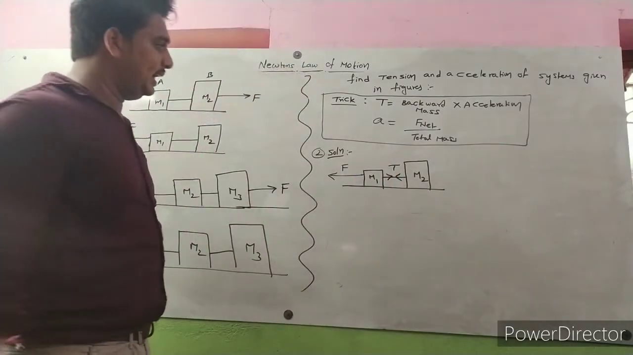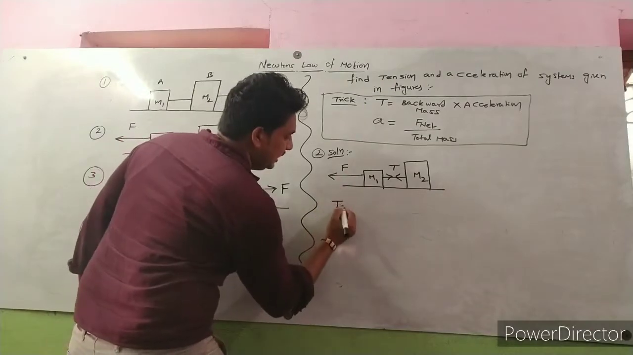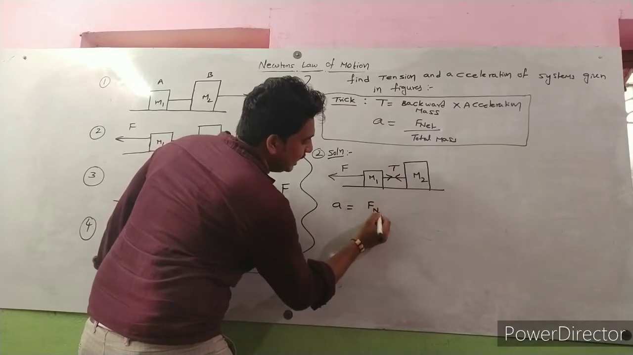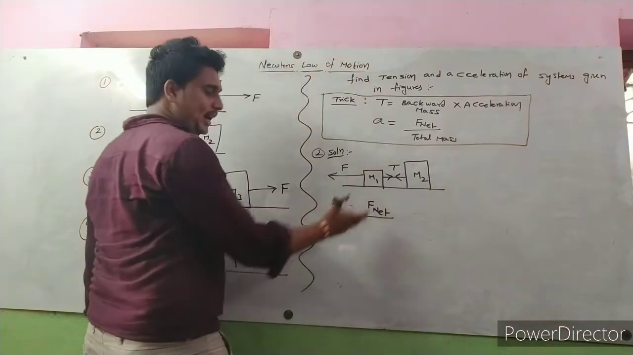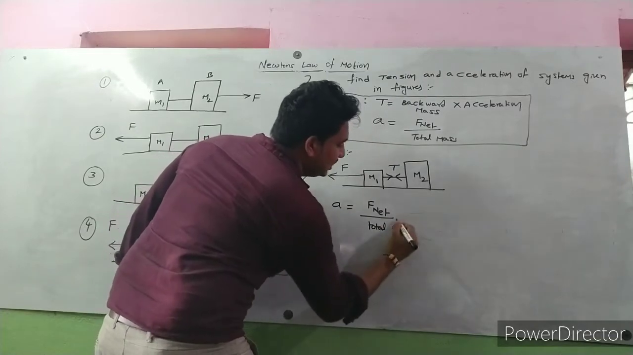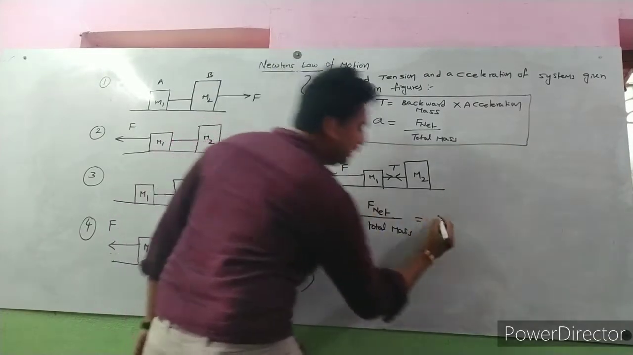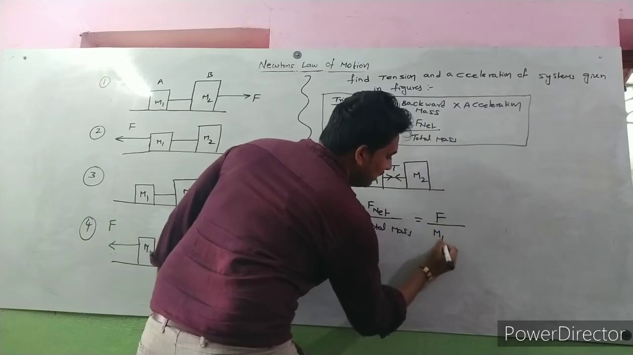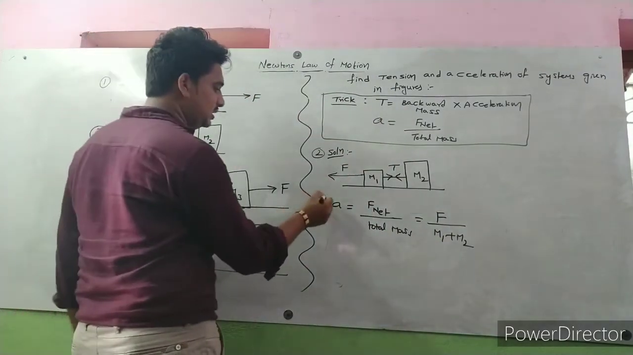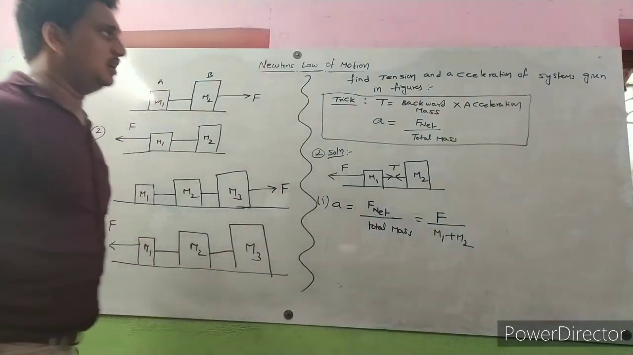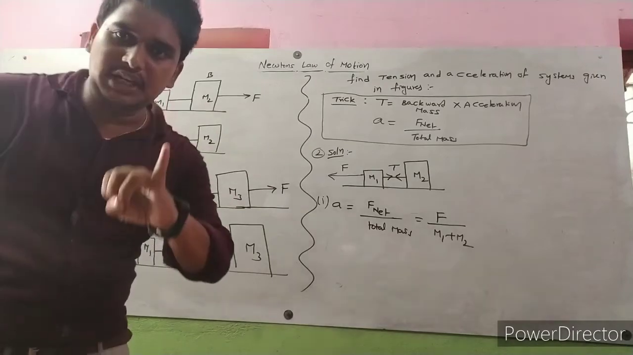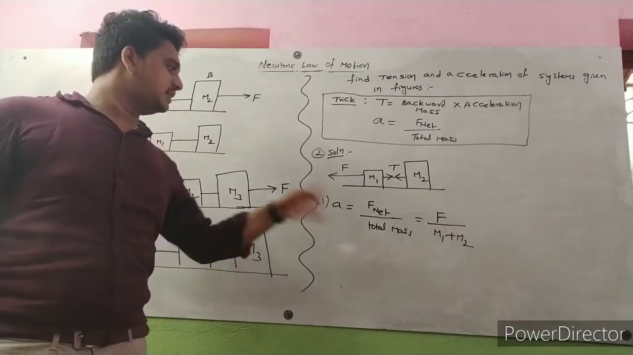So how to find T and a? First, to find acceleration, the formula is net force by total mass. What is the net force here? The net force is F only. Total mass means m1 plus m2. So in this case, we first got the acceleration. From this diagram, we need to find the acceleration and the tension. Acceleration we already got.